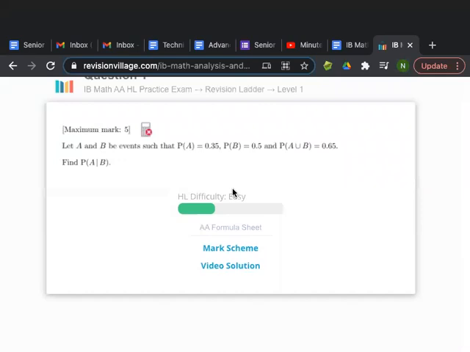First question. Let A and B be events such that the probability of A is 0.35 and the probability of B is 0.5. The probability of A union B is 0.65. Find the probability of A given B.